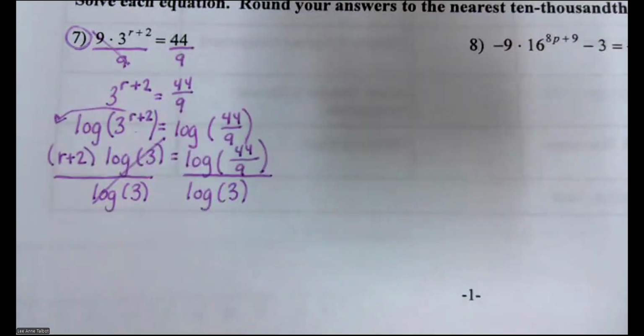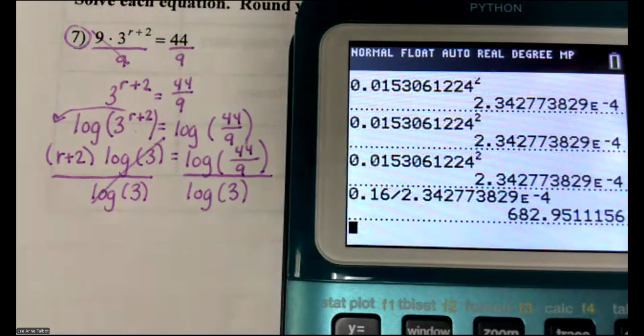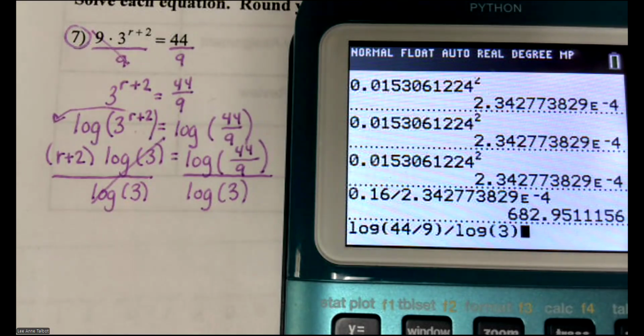Okay, now we want to get r by itself. I'm going to divide both sides by log 3. And this is where I'm going to go to the calculator for the first time myself. You might have gone to the calculator before now, and that's okay. So log 44 ninths divided by log 3.